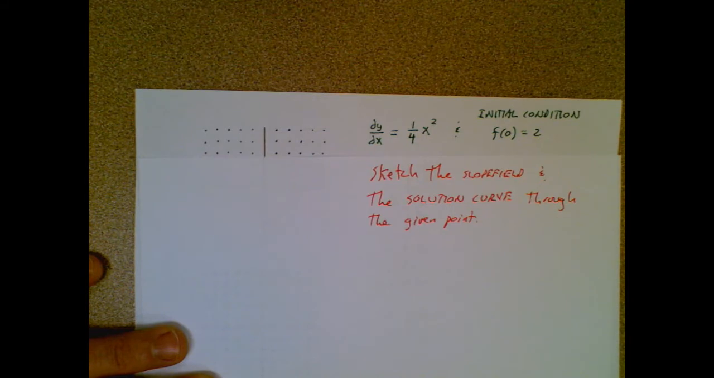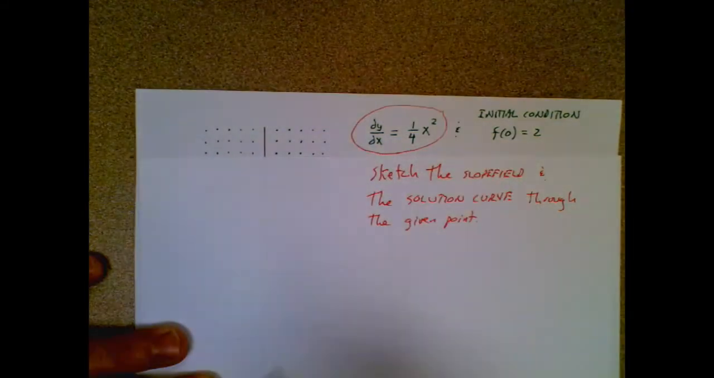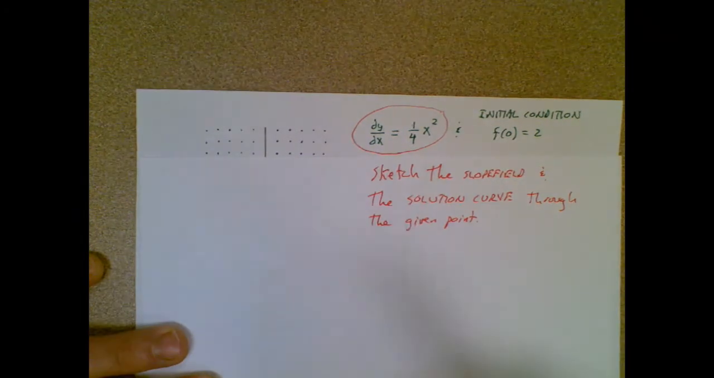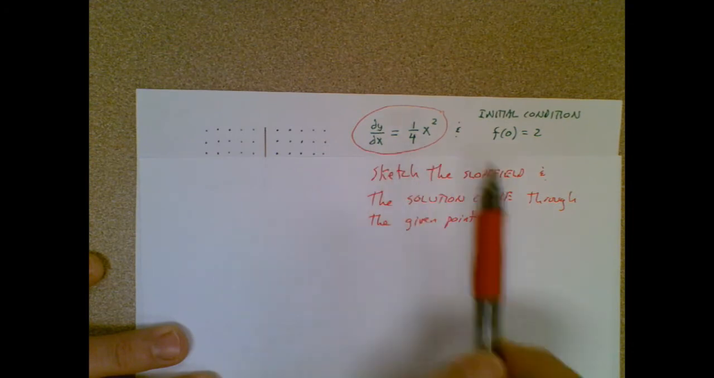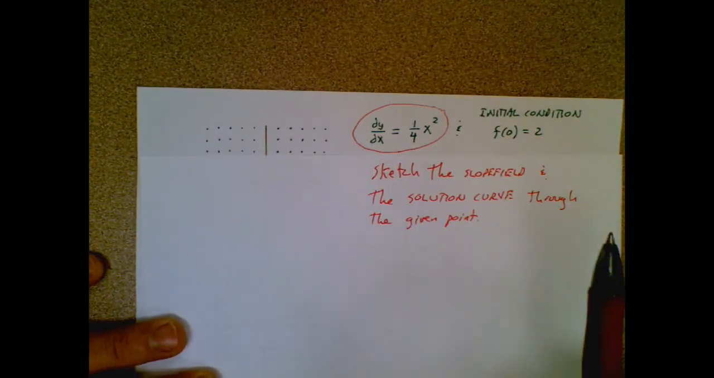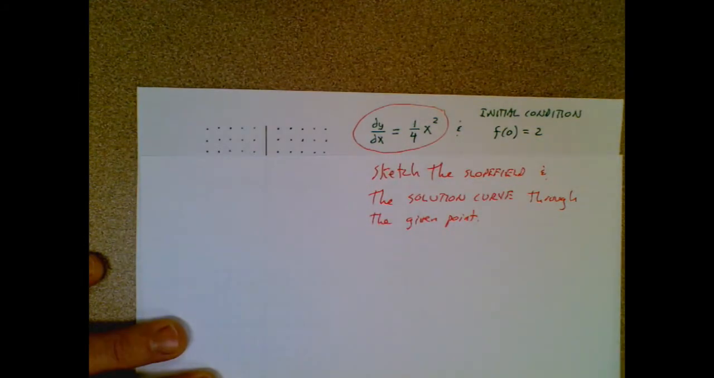And for that slope field, we're going to concentrate on this, which you might say is a differential equation, but you also might say it's a derivative. The derivative, dy/dx, is 1/4 x squared. So in other words, this is a formula for the slope at any point I care about.